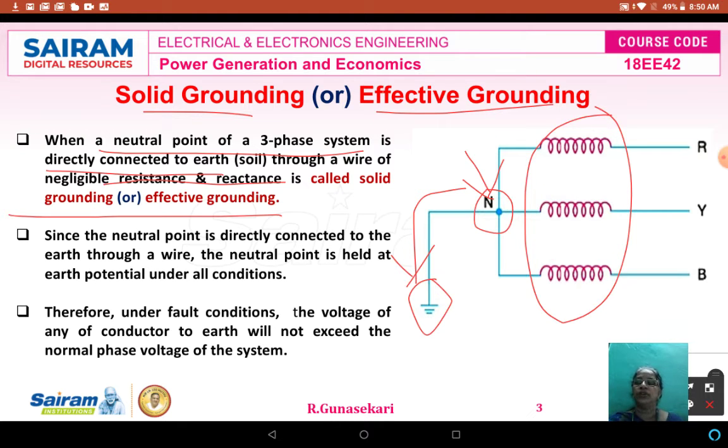Since the neutral point of the three-phase system is connected to the earth through a wire only, the neutral point is held at earth potential under all conditions. This is the advantage of solid grounding. Under fault conditions, the voltage of any conductor to the earth will not exceed the normal phase voltage of the system.